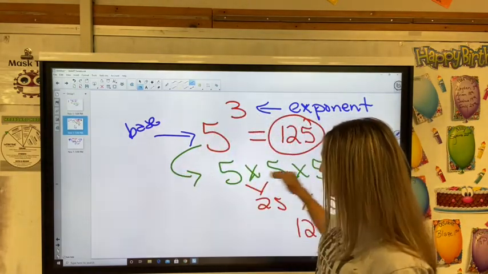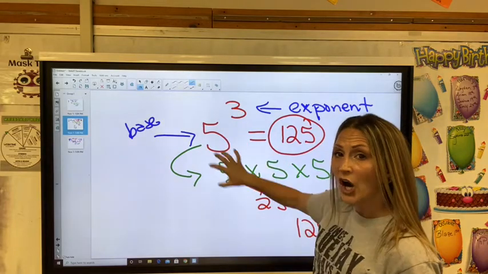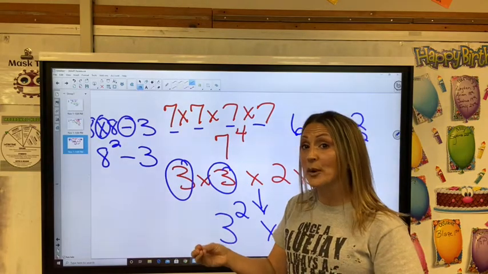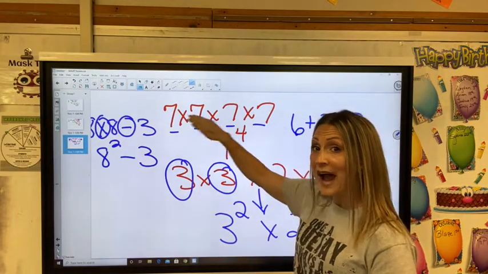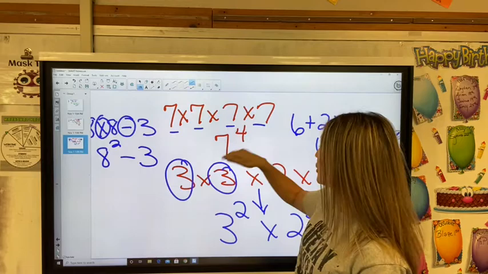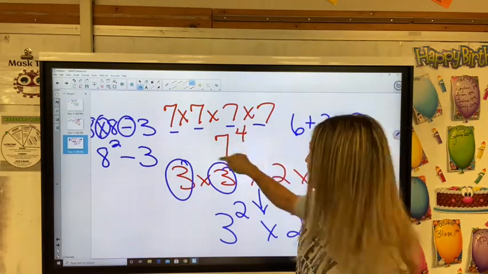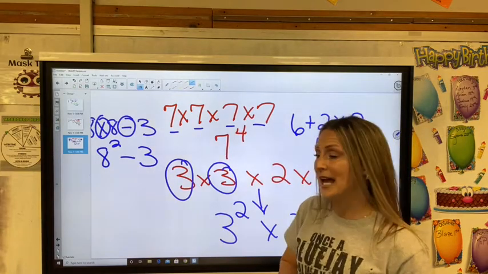And this right here really is simplifying our exponent. If I want to actually write an exponent from its simplified format into its exponential format, I just count how many times I see the base, and then my exponent becomes that number.